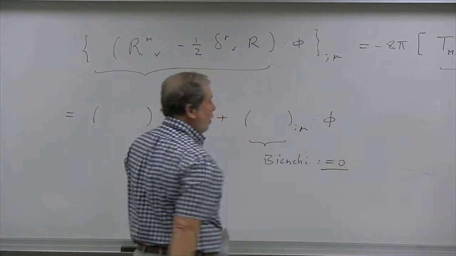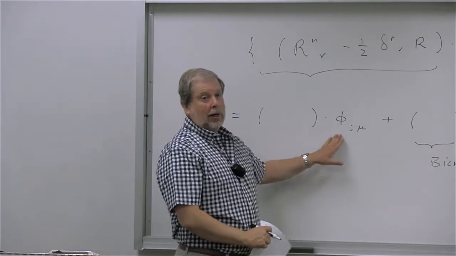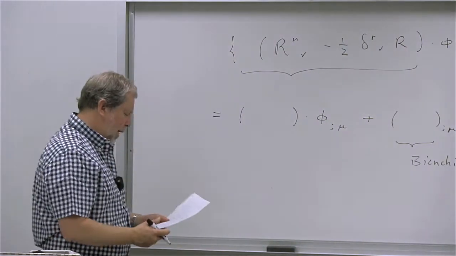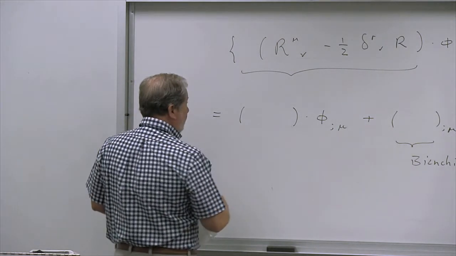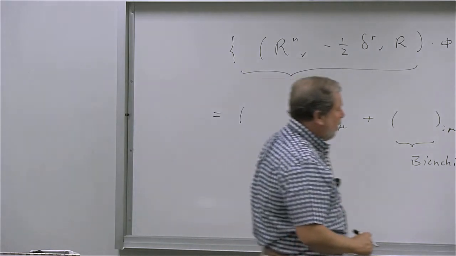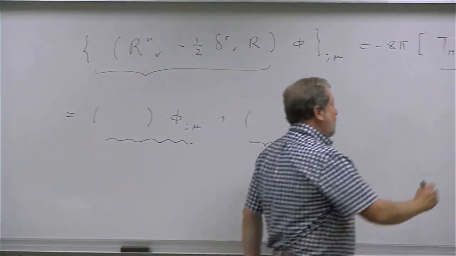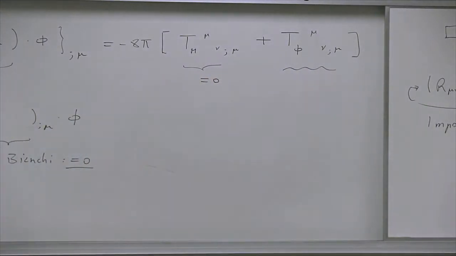This is equal to 0, right? So that we can use. Well, of course, this derivative is not going to be 0 because the field will have some interesting dynamics, and we don't want to assume anything about the field. And so that means that we are left with this piece, right? So this piece has to be equal to that piece with the minus 8 pi in front, right?